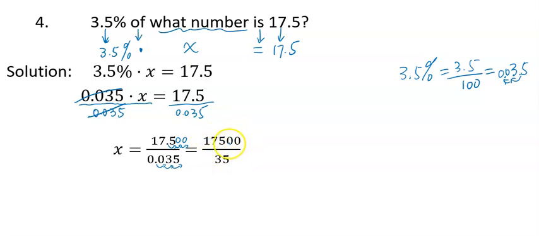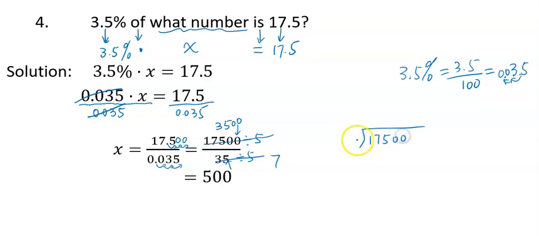Now, you can either do long division here, or you could reduce the numbers. If you reduce them, notice that since they end in 0 or 5, 5 must go into both numbers. That gives us 7, and 5 goes into 17 3 times, leaving 2, and 5 goes into 25 5 times. And 3,500 divided by 7 is 500. You can also do long division: 17,500 divided by 35. 35 does not go into 1, does not go into 17, but it goes into 175 exactly 5 times. And you get the same answer, 500.